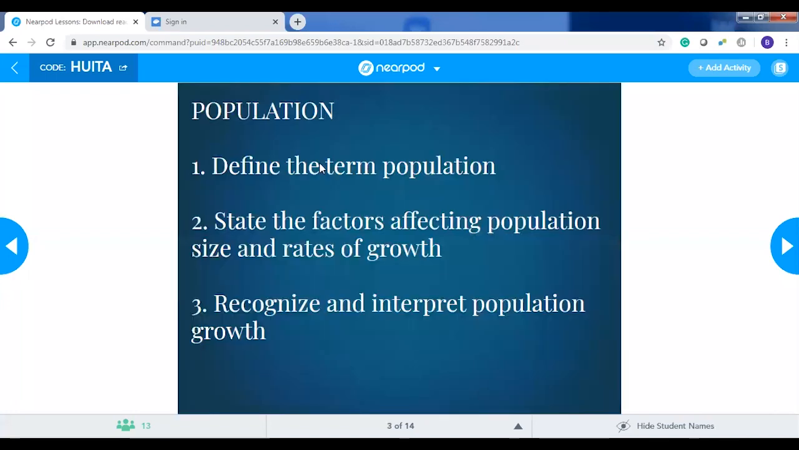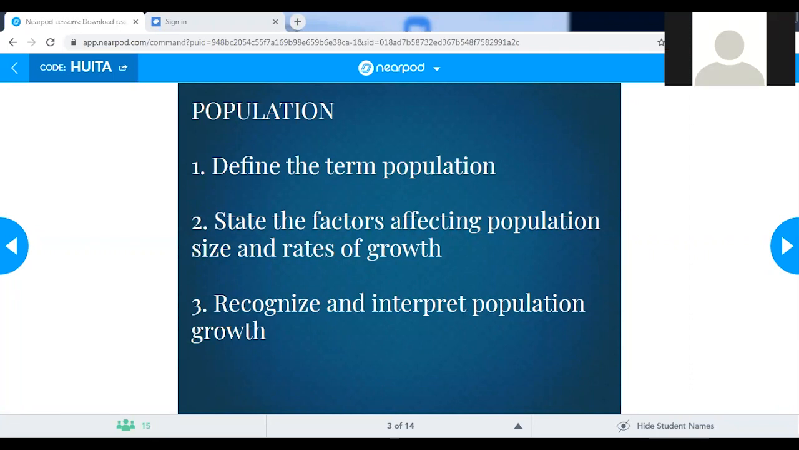Now today we are going to talk about population. We have learned the levels of ecological organization and about the food chain and the food web in the ecosystem. We're going to start with population. Now we're going to define again the terms, and at the end of this lesson, you are going to state the factors that affect population size and how the growth of population is affected by different factors. And at the end, you are going to be able to interpret or recognize some population growth.